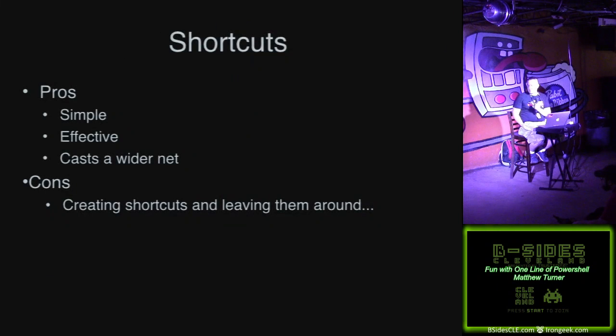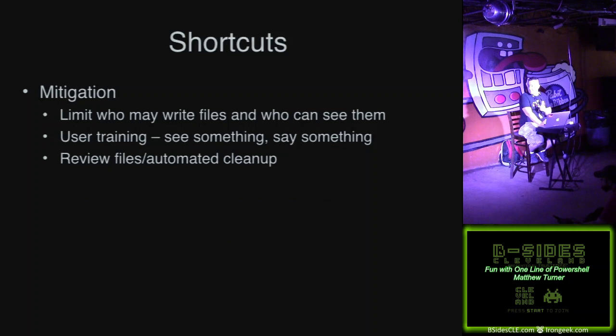The pros of using shortcuts: it's simple and effective. You're casting a wider net. The cons: you're creating a bunch of shortcuts and linking them around. To mitigate this, you can limit file permissions. You probably shouldn't have a world writable network share for everybody in your enterprise.